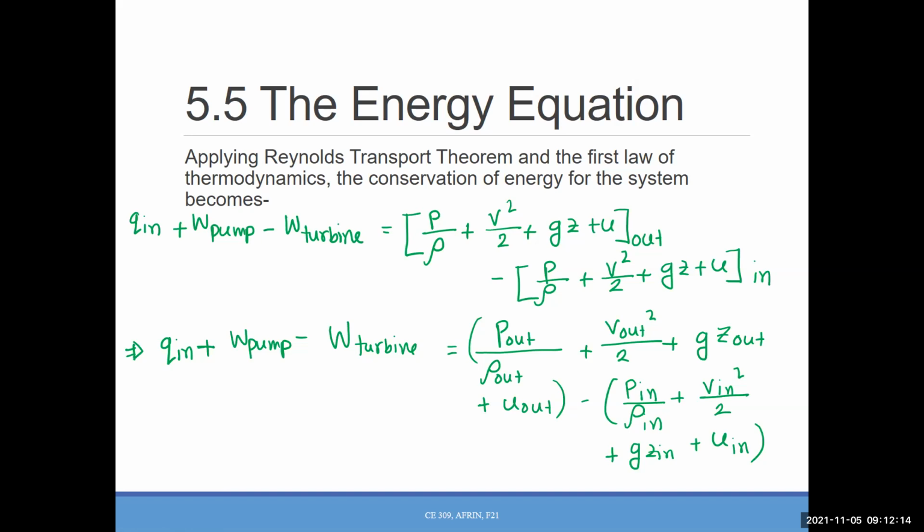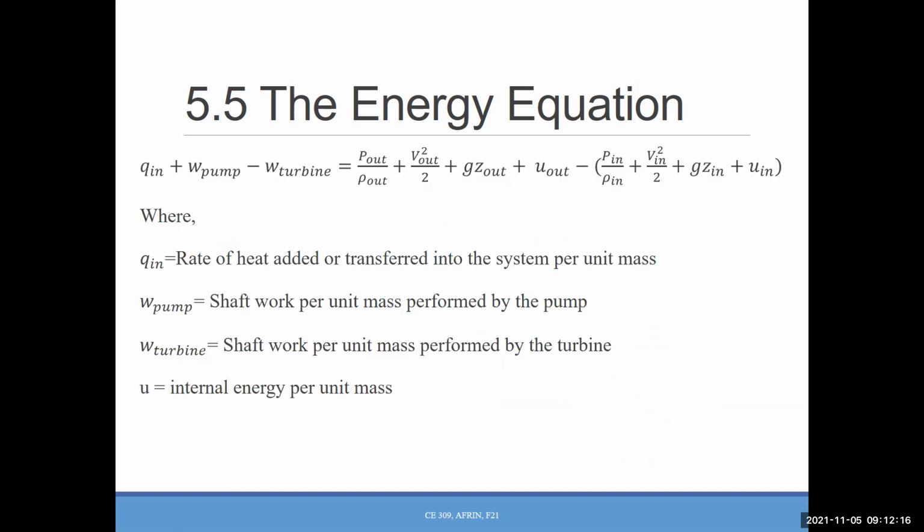Okay. So the Q in is the rate of heat added or transferred into the system per unit mass. W pump is the shaft work per unit mass performed by the pump. That's why the subscript pump. W turbine is the shaft work per unit mass performed by the turbine. And the U is the internal energy per unit mass, okay?